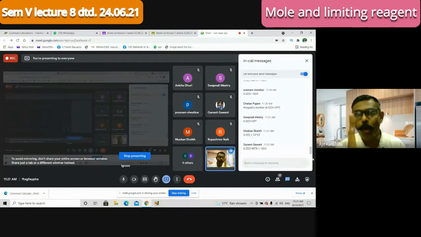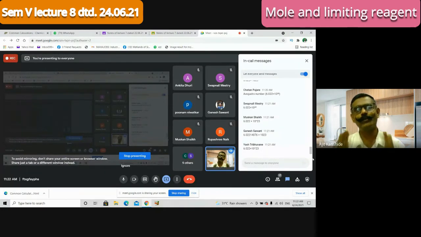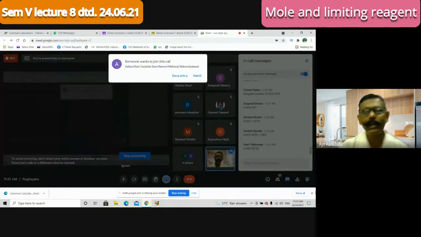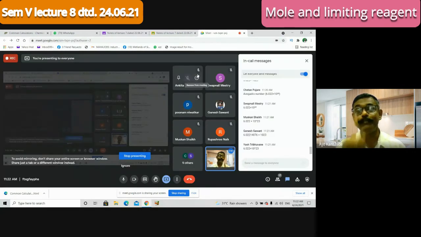For one mole, it means 6.022 into 10 raised to 23. 6.022 is an approximation that I did. It is our Avogadro's number. So that number means mole. So in conclusion, mole is a number of species.